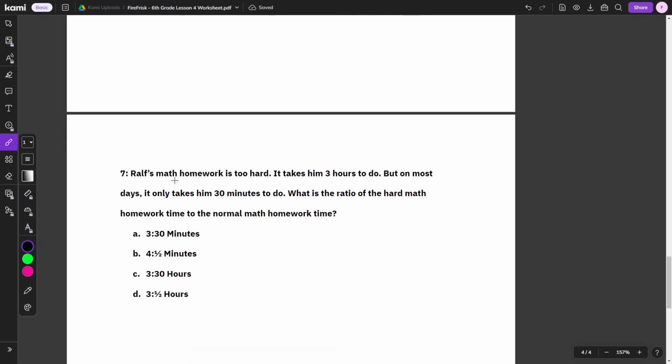Lastly, Ralph's math homework is too hard. It takes him 3 hours to do, but on most days, it only takes him 30 minutes to do. What is the ratio of the hard math homework time? Hard math homework time is 3 hours to the normal math homework time, 30 minutes. Now, all of these answers don't look too appealing. Let's make 3 hours bigger. 180 to 30.